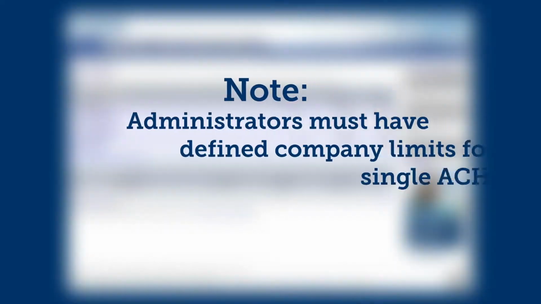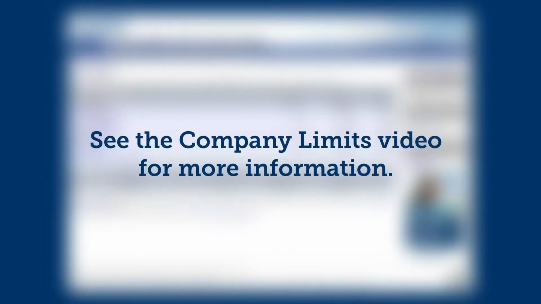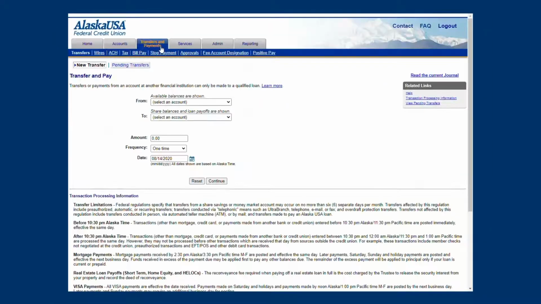Before a member can use the ACH features in the online system, the administrator must first define the company limits for single ACH batch transactions and daily batch. Refer to the Company Limits video if you have not completed that step. Go to the Transfers and Payments tab. Click on the ACH link.